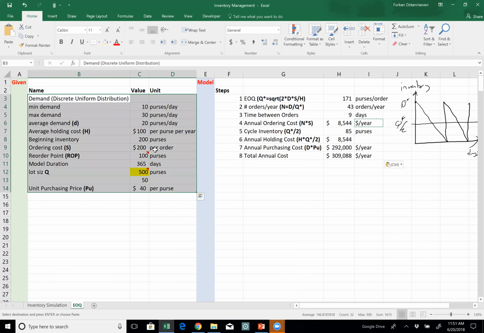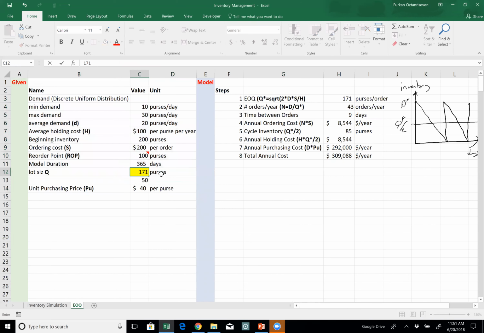Of course, if the parameters do change, this situation will change. But as you see here, economic order quantity model assumes the constant demand and will give you the lowest possible cost possible. And we found that the best decision in this case is to order 171 purses whenever we order.